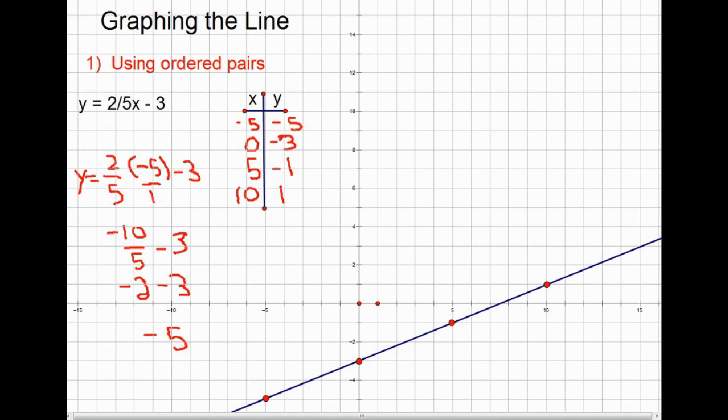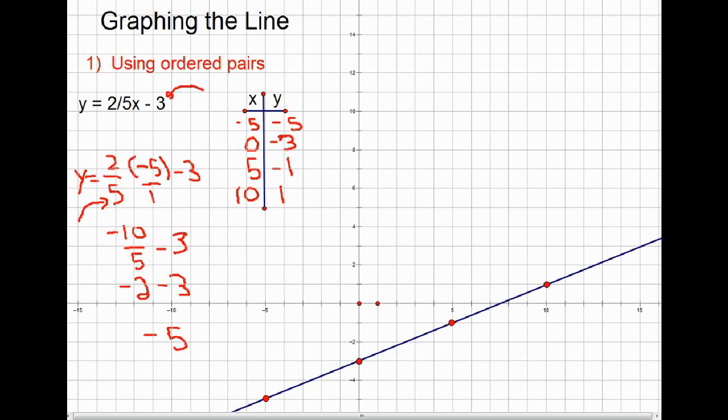Now, because the slope was a fraction, rather than just choosing the usual values that we would choose for x, maybe negative 2, negative 1, 0, 1, and 2, we're choosing multiples of the denominator. And the reason for that is because we want to end up with something that is not a fraction. It's a little bit easier to deal with. Now, this is assuming, of course, that the slope is not a fraction, which it wasn't here.